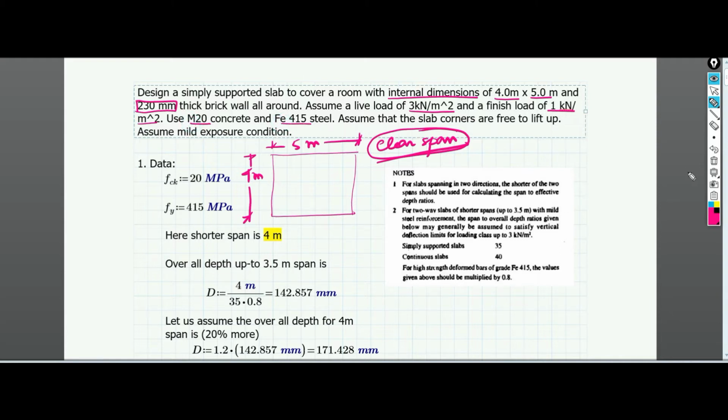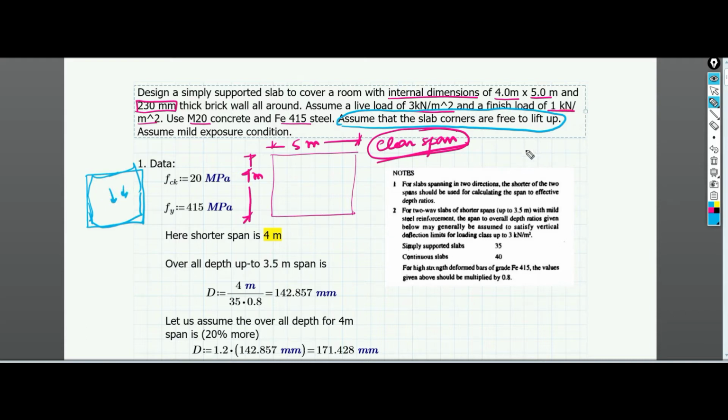Now this is important. See here. Assume that the slab corners are free to lift up. What does it mean? That means the slab is simply supported. What do you mean by simply supported? That means a slab which is supported only over some supports. At the top it is not restrained. So if there is loading on this, what will happen? Corners will lift up like this. Corners will lift up if you give some loading.